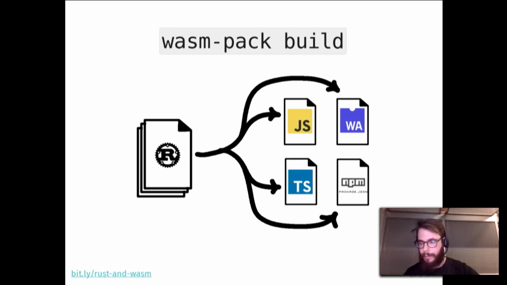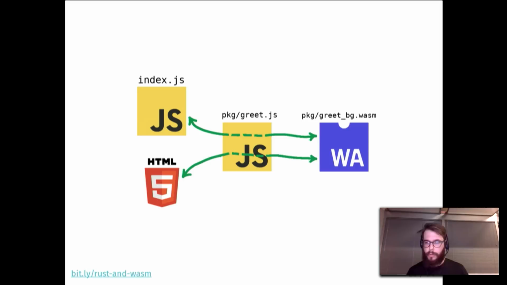So index.js would be code that we would actually write as JavaScript people. Whenever the handwritten JavaScript code wants to interact with WASM, it's going to go through this generated JavaScript glue. And whenever the WASM wants to interact with the DOM or Node.js APIs or whatever, it's going to go back through that glue as well.